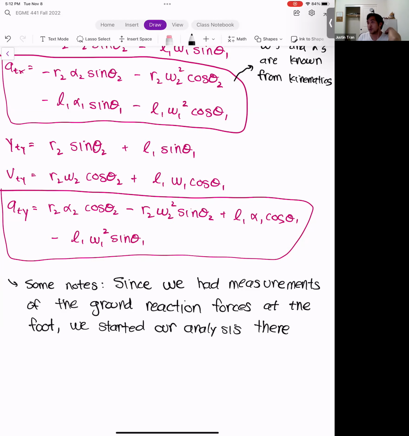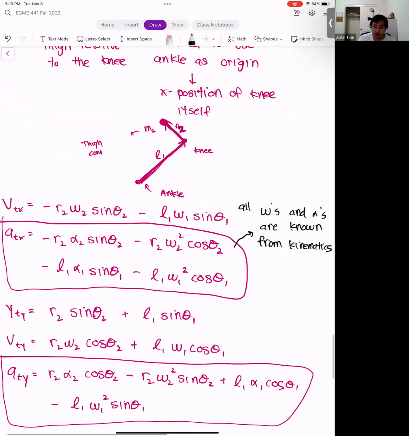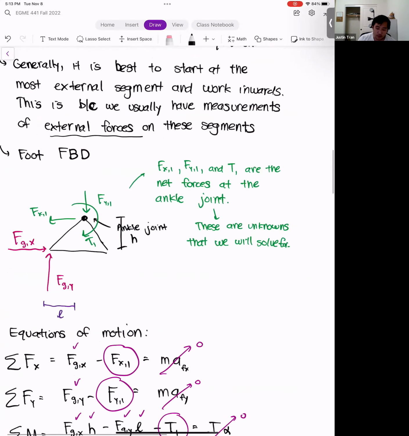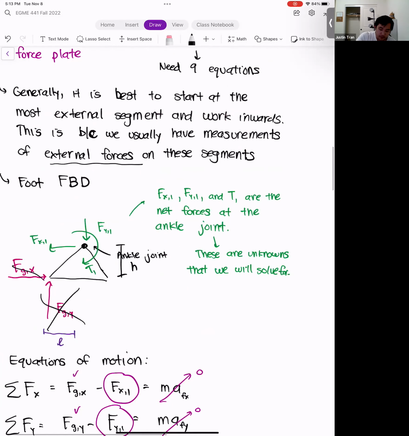Okay. And so generally speaking, wherever you have your ground reaction forces or any kind of measurements of external forces, that's where you want to start your analysis. In the homework problem, I purposely gave you a case where you don't have the ground reaction forces. What you have instead is measurements of the mass and the moment of inertia of the upper body. This example could have easily been modified, and in fact it is for the homework, where I don't give you these ground reaction forces. So FGX, FGY are not going to be known to you.